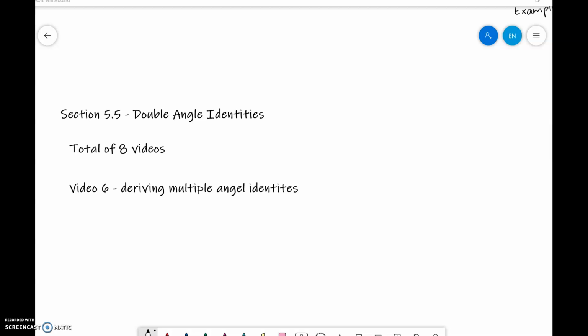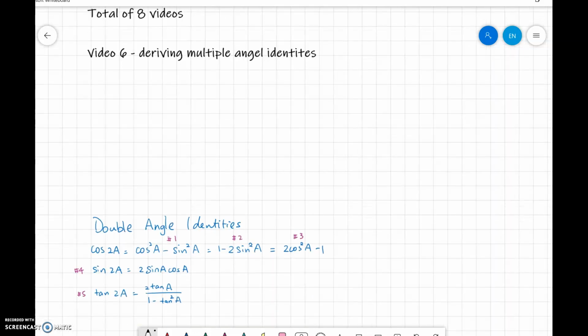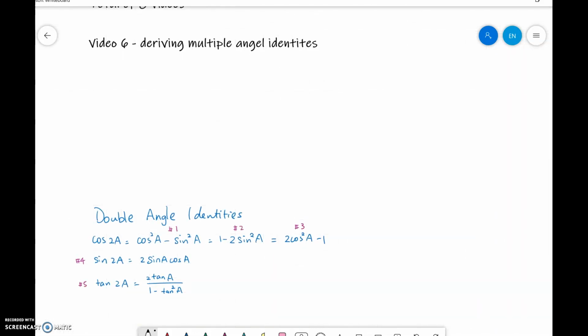This is a lecture video for section 5.5, video 6. Here we're going to show one example of using the double angle formulas to derive multi-angle formulas. So we're still using the same double angle formulas.